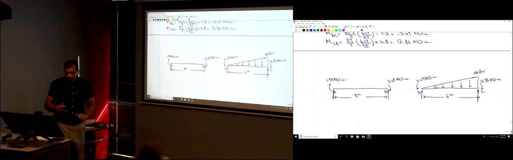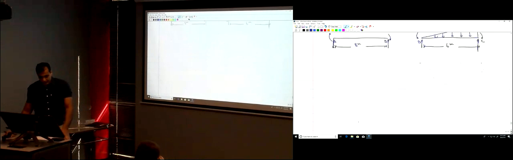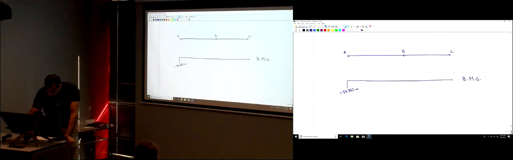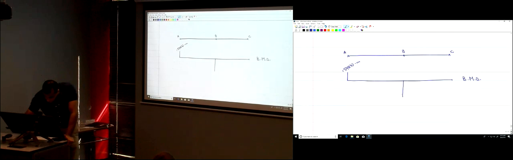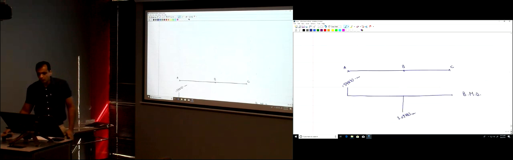So it's negative 3.09. MB here is negative 3.09. So I just come here. Sorry, this was positive 1.54 kilonewtons meter. And now this is negative 3.09 kilonewtons meter. How much is the moment at point C?